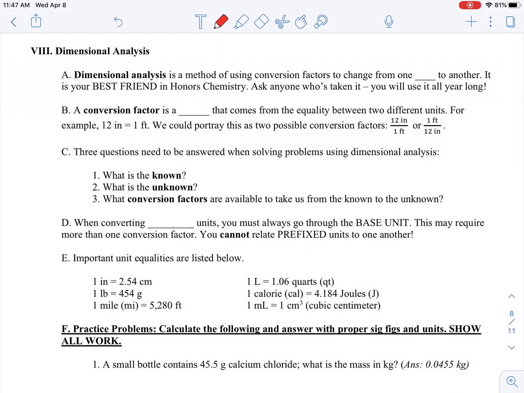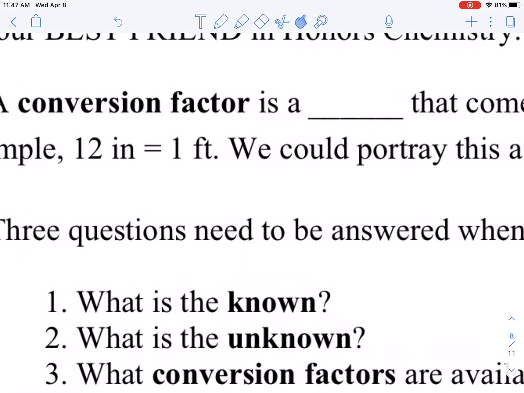So dimensional analysis is a way that we can convert from one unit to another, and it uses these things called conversion factors. So a conversion factor is basically a ratio. It's a ratio that comes from an equality. So for instance, we know that 12 inches is equal to 1 foot, right?